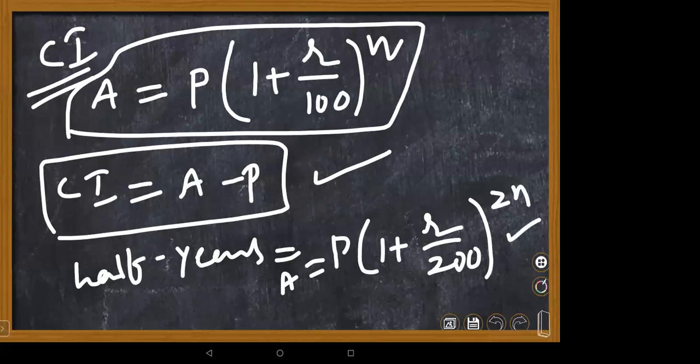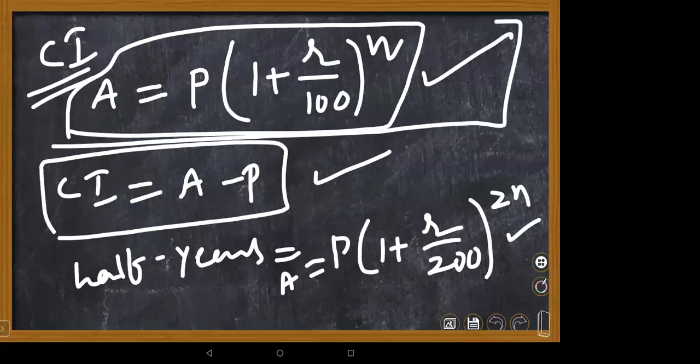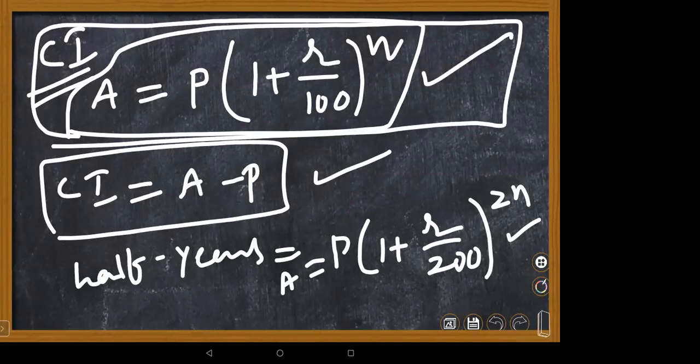Ma'am, our ma'am said if it is 2 years, there are four half years in the 2 years, so we take n as 4, ma'am. Okay. Or else directly also you can use the general formula. You have to keep in mind how many half years you will get in 2 years: 4 half years. You can use n as 4 directly, you can substitute also. Same answer only you will get.